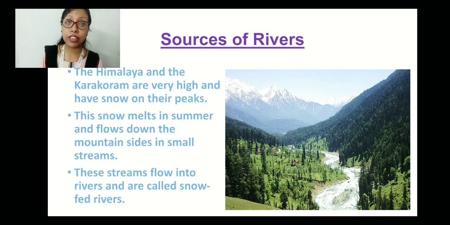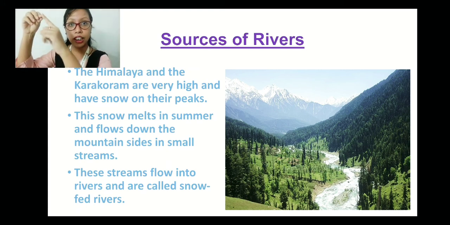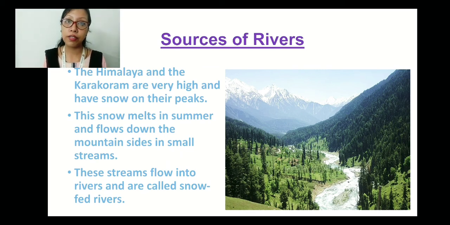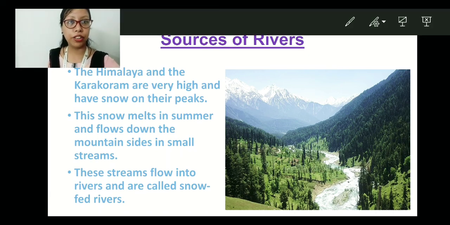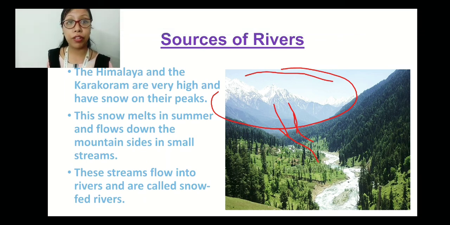These streams then flow into the river, and these rivers are called snow-fed rivers. That means their source is the snow of the mountains, right? From the snow of the mountains, the streams flow down and join the river, and these rivers are called snow-fed rivers. As you can see here in the picture, these are the snow-capped mountains. From here, the streams come out during the summer. The snow melts, the stream flows and then it joins the river. Now this river is flowing, and this river is called a snow-fed river. Clear?